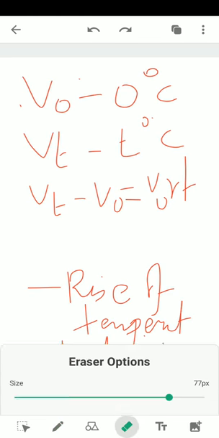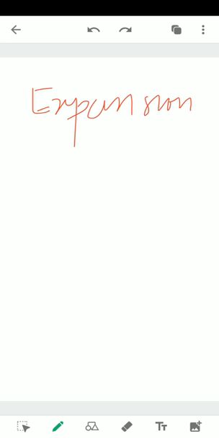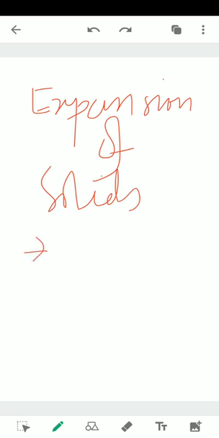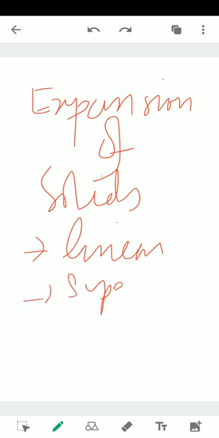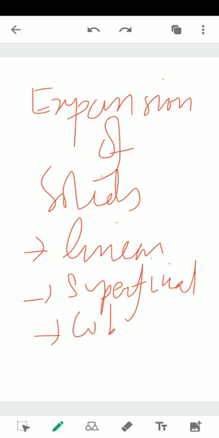So in this video, what did we look at? We looked at the expansion of solids. In this we looked at, the first one was linear, the second one was superficial, and the other one was cubical. And we looked at what are the factors that affect this expansion. So with this, I have concluded the topic of expansion of solids.